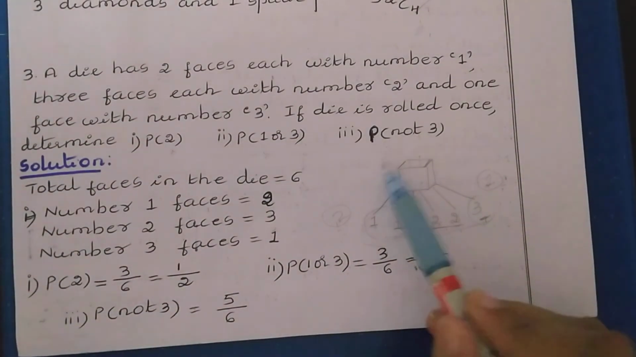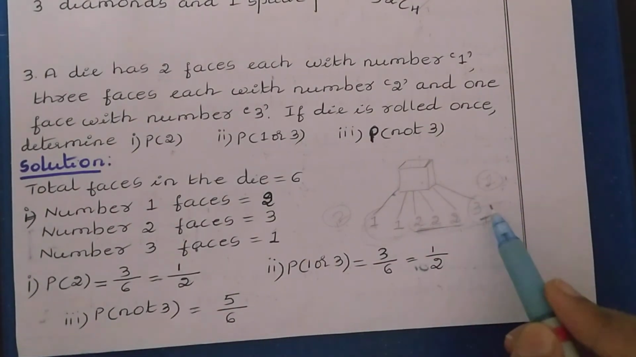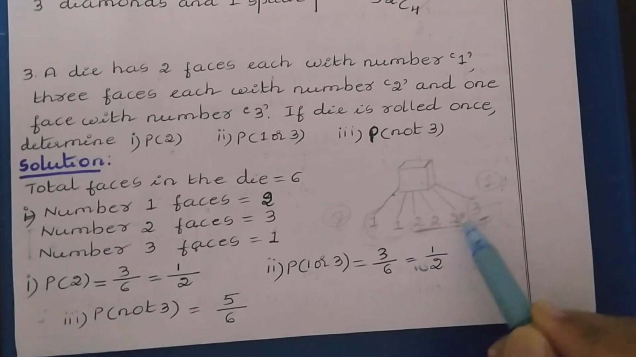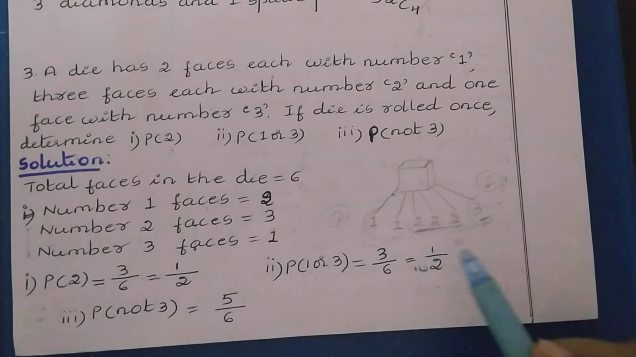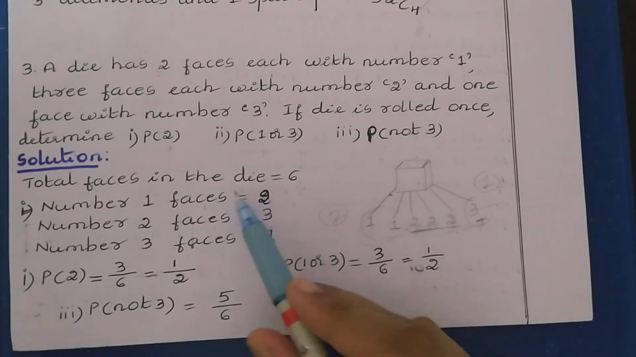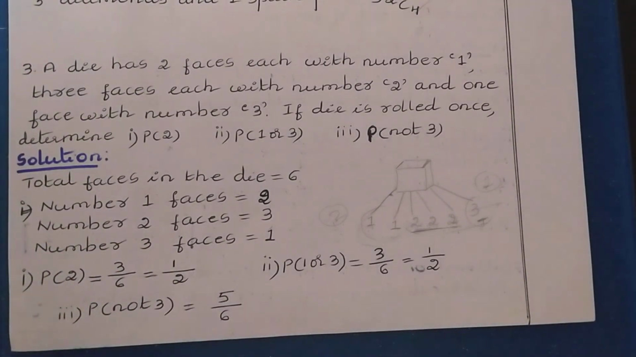Next, probability of not 3. Leaving this 3, see 1, 2, 3, 4, 5, 5 possibilities are there. If I leave this 3 face, then we have the remaining possibilities 5. So 5 divided by total possible outcome, that is the total faces in the die 6. So 5 divided by 6. So this is the answer. So this is about miscellaneous exercise of chapter 16 probability. Question number 1, 2, 3 solution.